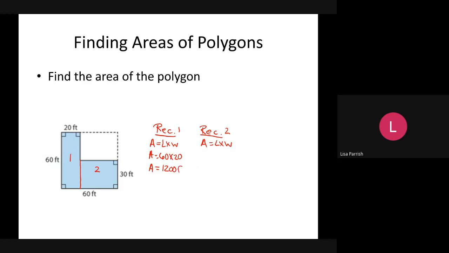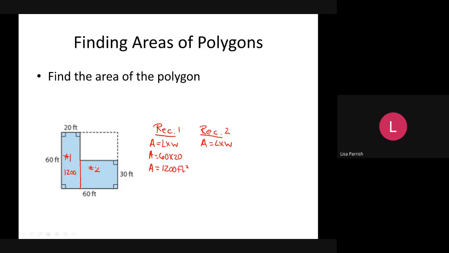What are we using? Feet squared. And some people like to write that in. I put this as number 1 and this as number 2 so we don't confuse those numbers. You don't have to number them. I was just doing that so you could see. But my area for rectangle 1 is 1,200 feet squared. You can write it in. Some teachers may want you to, or not. That's up to your teacher.